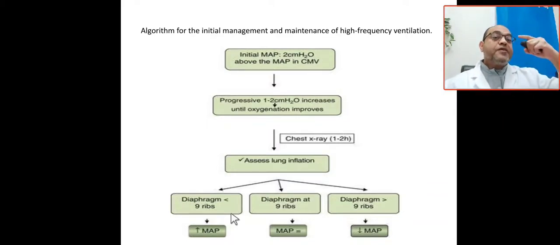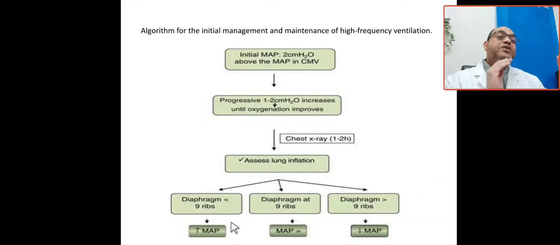posteriorly. If the diaphragm is less than 9 ribs, so you have to increase what? Increase the MAP, because you are not ventilating the lung properly. Otherwise the baby will desaturate. So if the diaphragm is less than 9 ribs, you have to increase the MAP. If the diaphragm is at 9 ribs, because normal is between 7 to 9, some references say 8 ribs, so you have to keep the MAP the same. If the diaphragm is more than 9 ribs, it means you are overventilating the lung. You have to decrease the MAP.